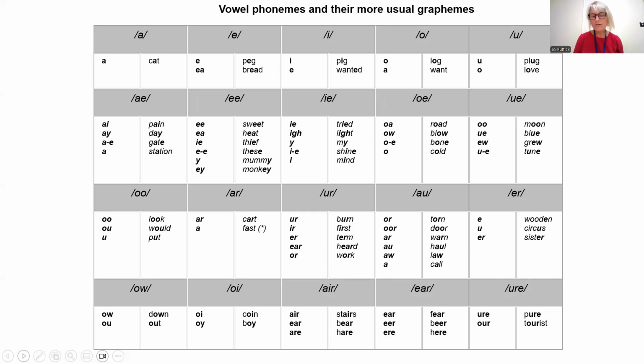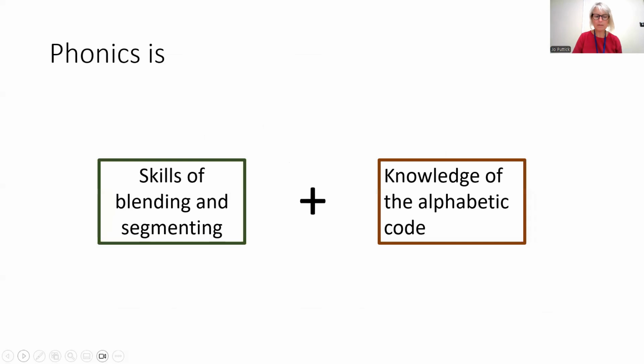Children do not learn all of these in the very earliest stages, but by the end of year 1, they should be fluent with the knowledge of these letter and letter combinations. We call them graphemes. So in order to use phonics, we need to have the skills of blending and segmenting, and we need the knowledge of the alphabetic code, which, as we have seen on the previous 2 slides, can be very complicated.